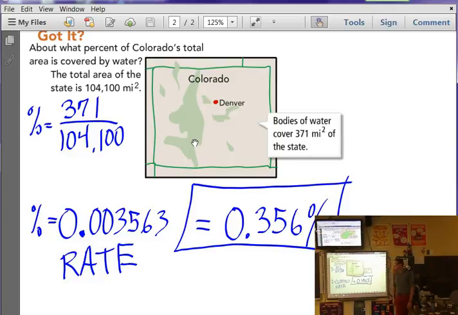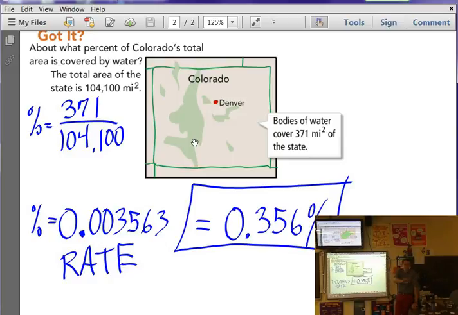So, which state has a greater percentage of water coverage? Jeremiah? Well, Virginia, but also, I have a question. I did the same math as her. I did 371 divided by 1,000. Wait, no. 104,000. 104,000, not 400. I know, that's what I said. It's not 400, it's 100. This right here. So you got it? That's where your error was?